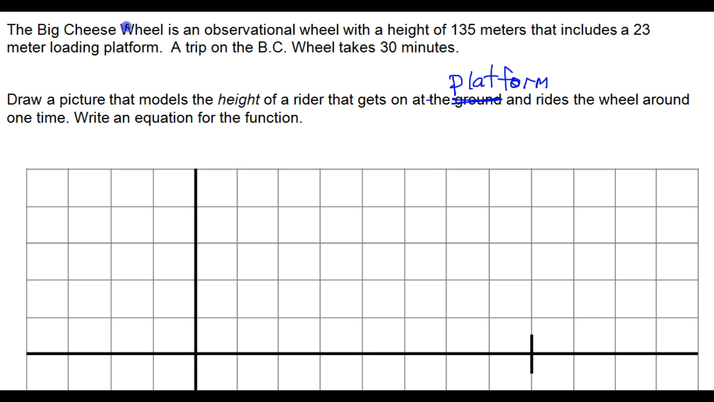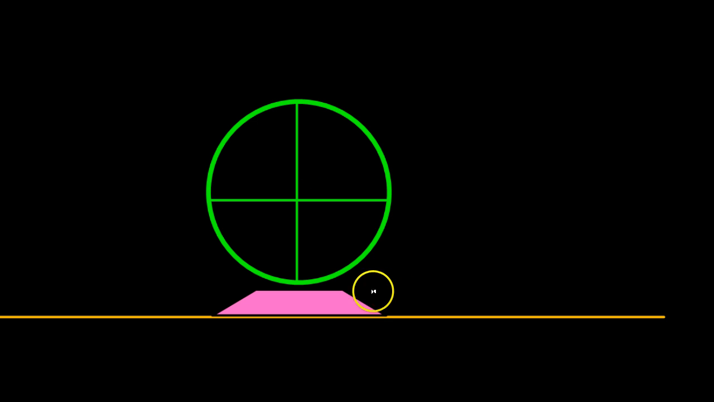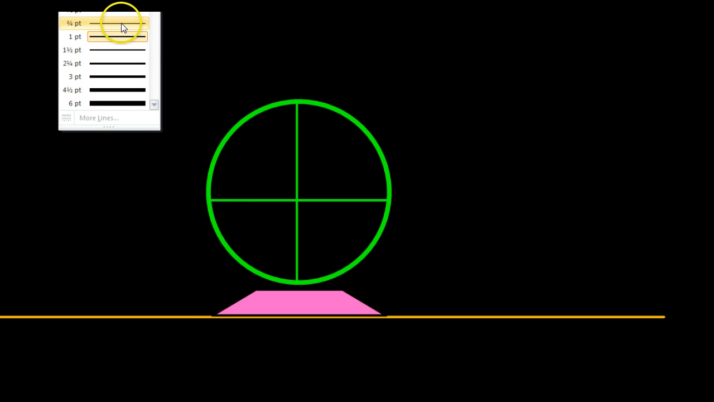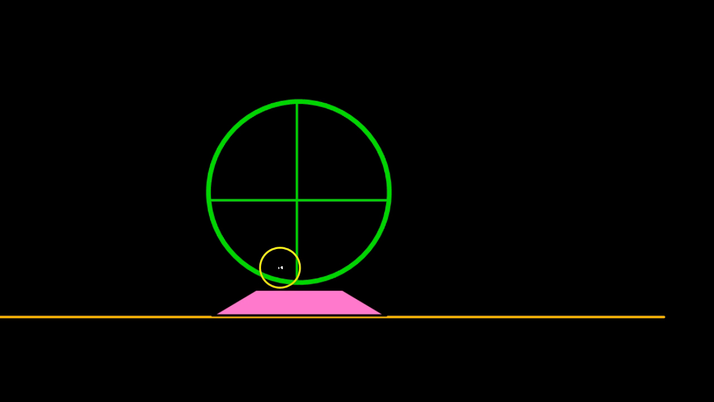So when you picture this big cheese wheel, picture a Ferris wheel. Here's a basic picture of what they're talking about. There's some kind of wheel like a Ferris wheel. People will get on here at the bottom, on the platform, and ride. They will go around up and down, and up at the top they look around and see what's going on. Anyway, what are the dimensions?